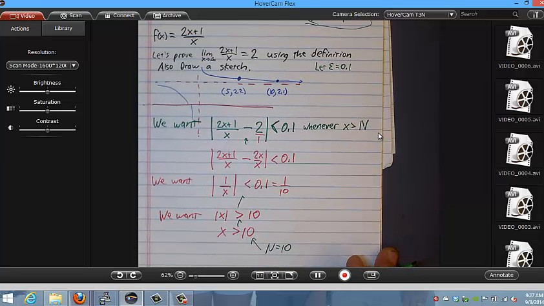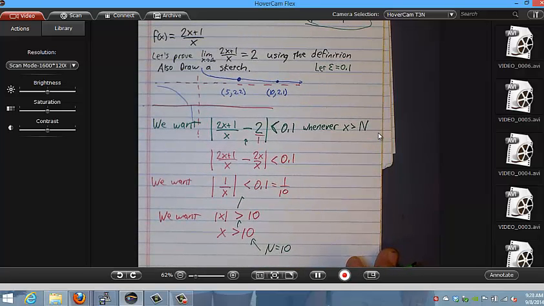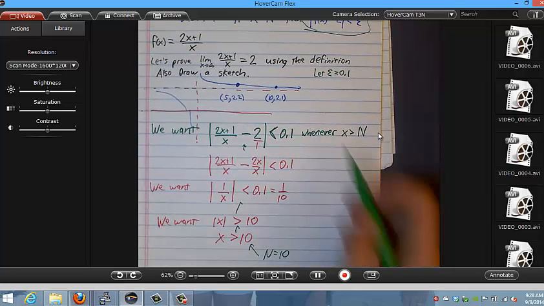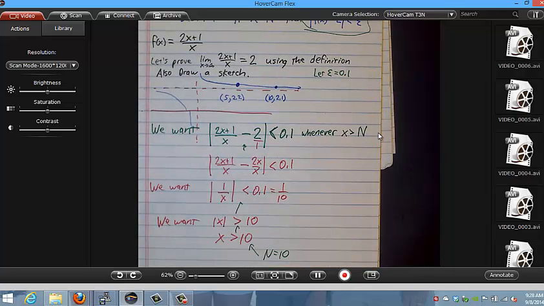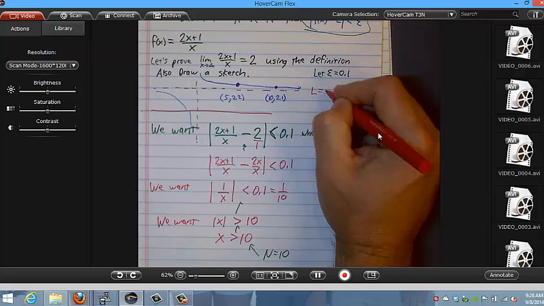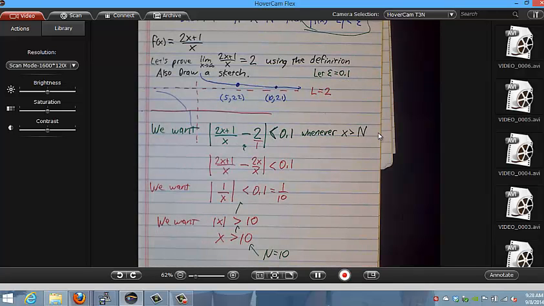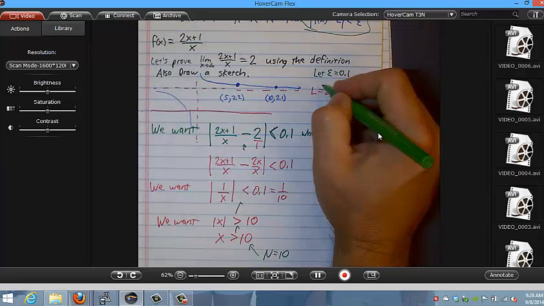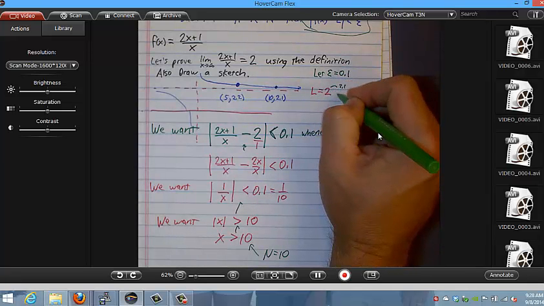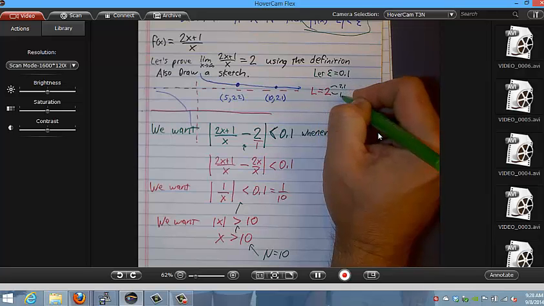But the reason I said to sketch a graph is you could see it. Look, this is the limit. What's my limit, we said? 2. Let's draw the epsilon window. 2.1, and then this is 2 minus 0.1, 1.9.